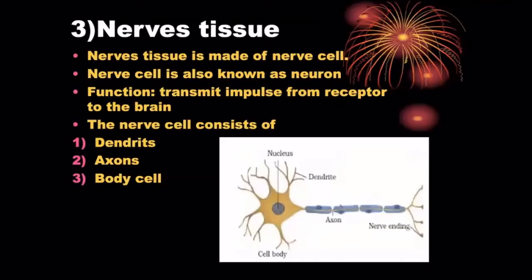Okay guys, so the next one is nerve tissue. So this is what nerve tissue looks like. Nerve tissue is made up of nerve cells, and a nerve cell is also known as a neuron. The function is to transmit impulses from the receptor to the brain. And a nerve cell consists of dendrite, axon, and also cell body.